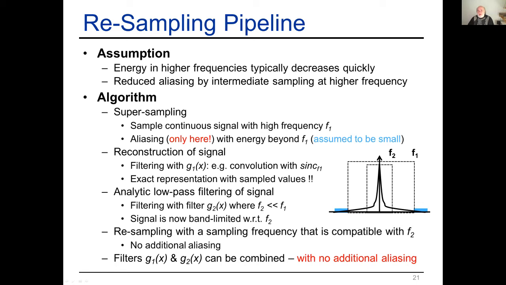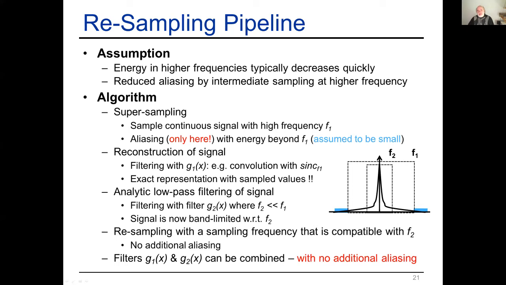I'm not sure about what F1 and F2 represent in the resampling pipeline. Can somebody tell me? Yeah, so I can try to repeat. So remember, I have my original function, okay? And F1 is the sampling frequency that I take.